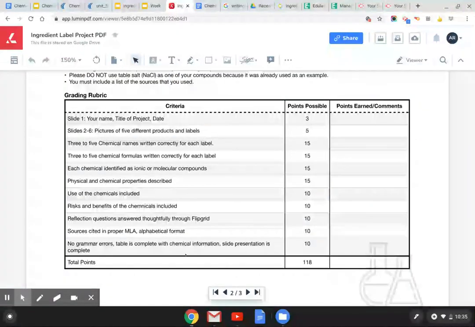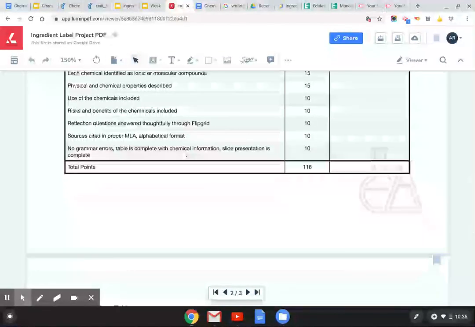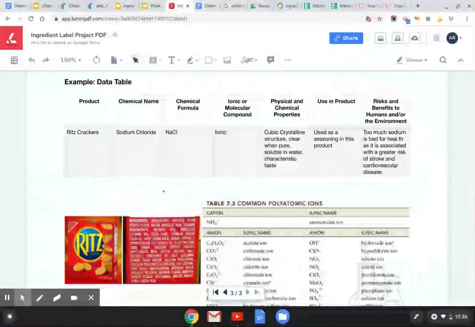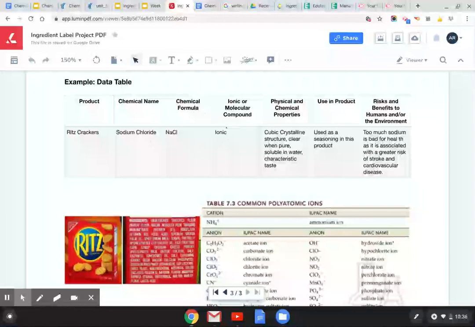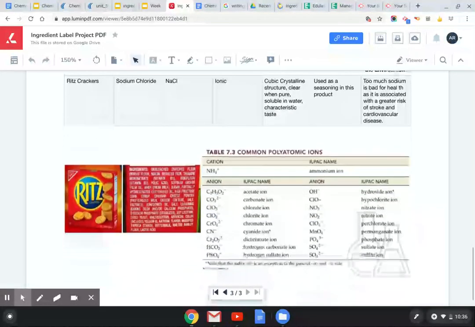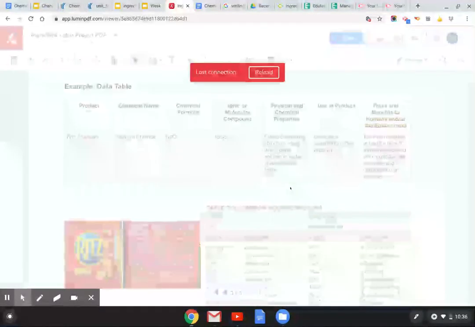This is what I will use to give you your points. And this is what the data table should look like. Now, I used sodium chloride, but you can see the chemical name, the type of compound it is. Here's my picture of my product and my ingredient label. Here are the types of properties, what it's used for in the product, and then benefits or risks in the environment or human impact.